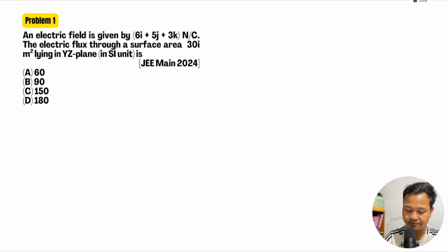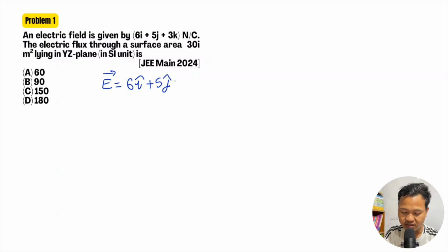Question got solved for the first question. The electric field is given: E is 6 i cap plus 5 j cap plus 3 k cap. Find the electric flux through the surface area. The area is 30 i cap meter square.